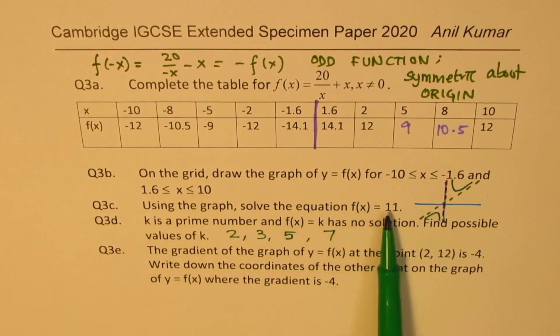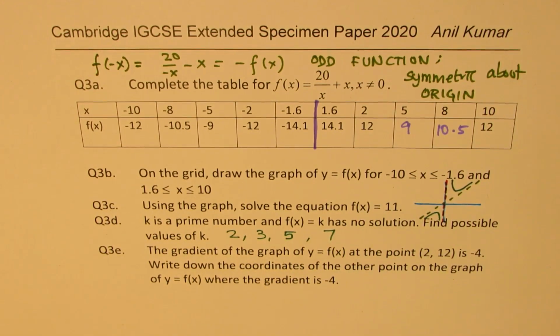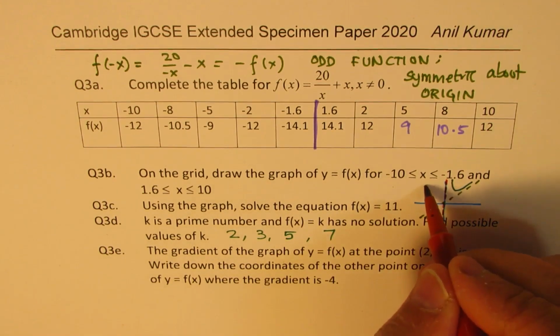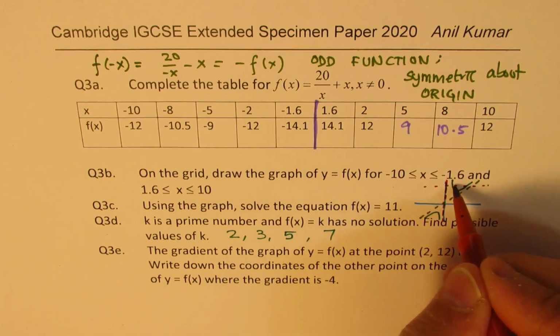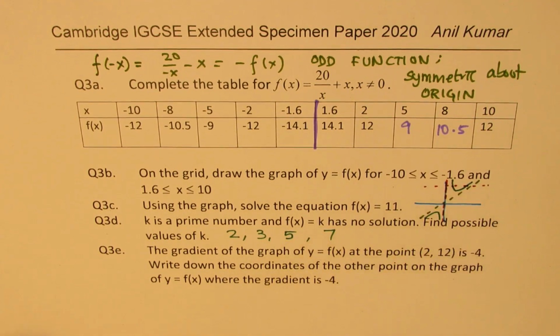Using graph, but using calculator, you can estimate this value also. f of x is equal to 11. That means we know this is 9, right? So we'll try to sketch this line. Definitely, there are two values. Do you see that?